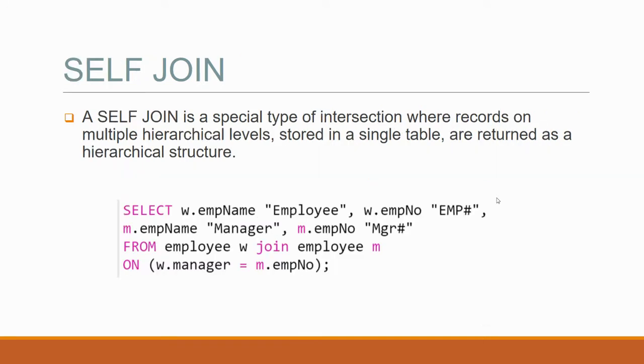A self-join is a special type of intersection where records on multiple hierarchical levels stored in a single table are returned as a hierarchical structure. The example displays the employee name and employee number along with their manager's last name and manager number.